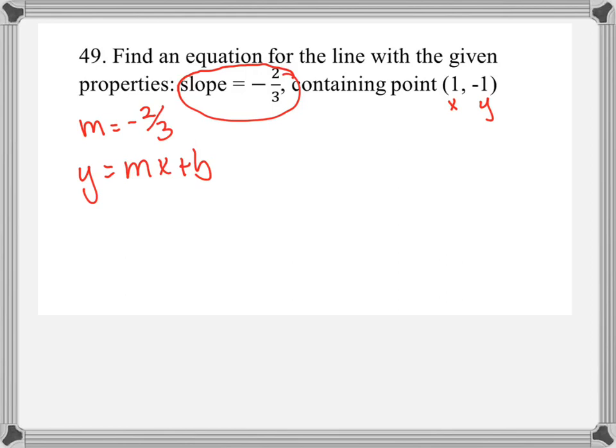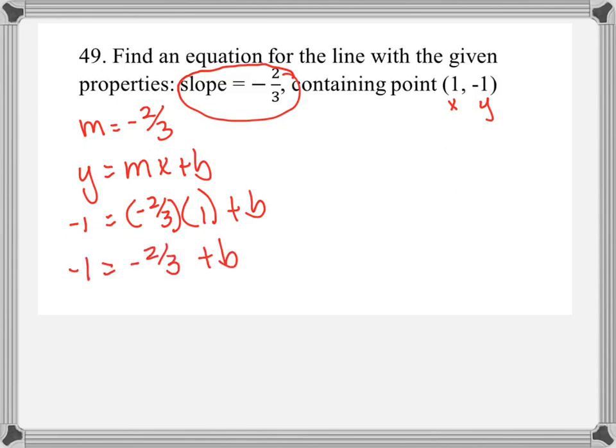There are other ways to solve for this, and you are free to use those if you remember them. I tend to stick to just using one equation to keep things simpler. So substituting negative 1 in for y, and negative 2/3 in for m, and 1 in for x, we have negative 1 equals negative 2/3 times 1 plus b. So negative 1 equals negative 2/3 plus b.